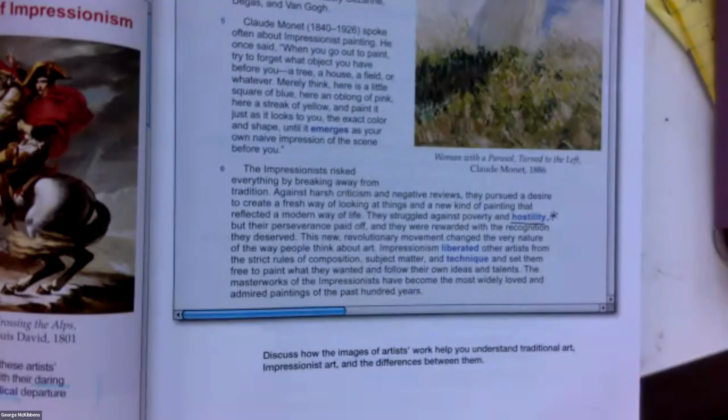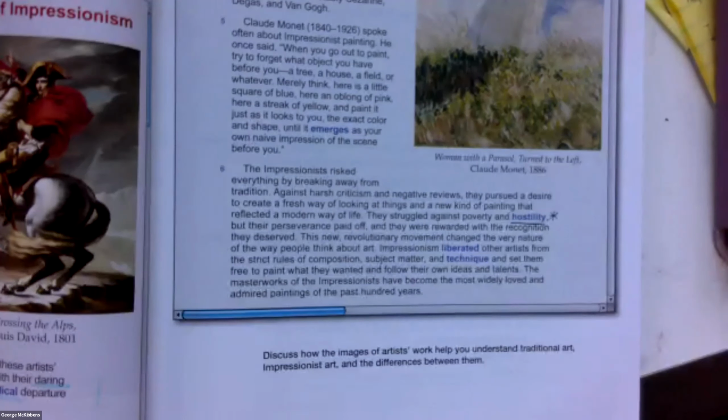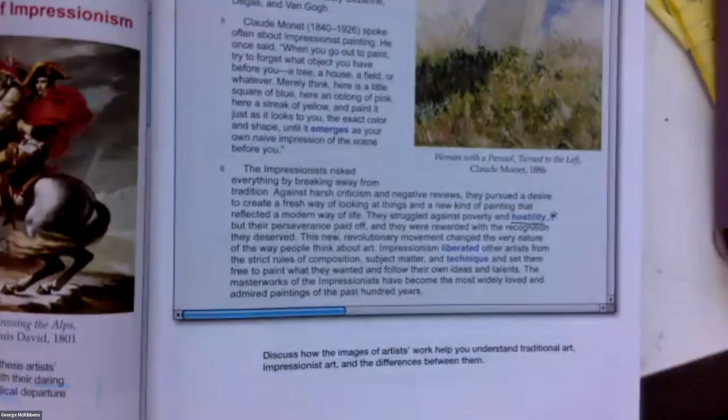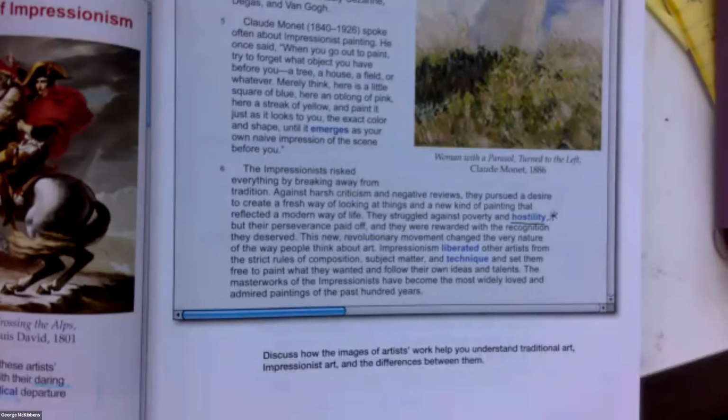Why would the Impressionists face hostility? Kimberly, I see your hand up. Okay. I think because they were trying to do what they really want to, they just don't follow the tradition. They just do the opposite. They start painting what they feel, what they like. They do not do it with many details. They just paint what they like.